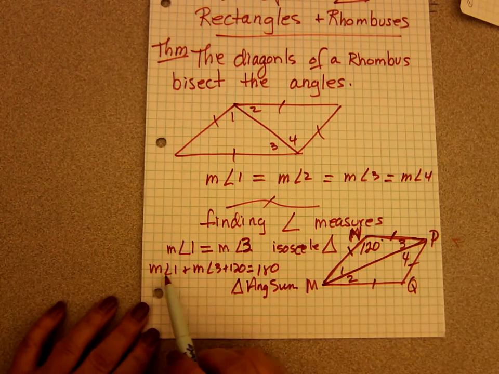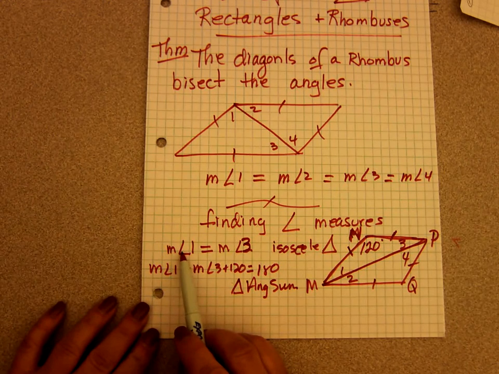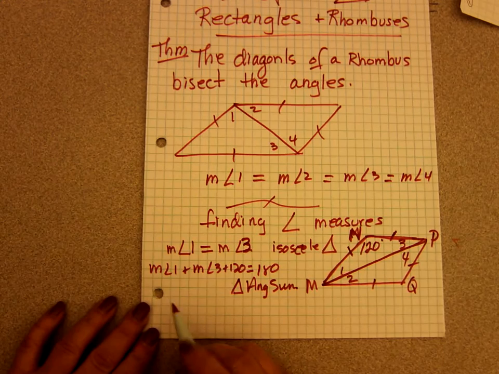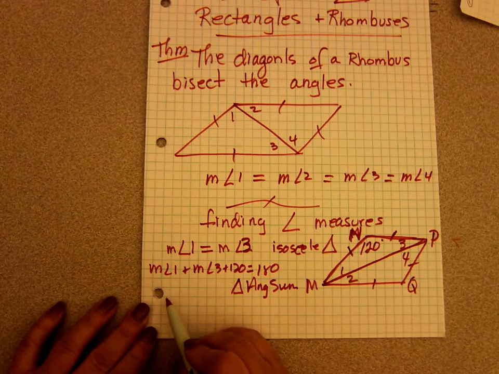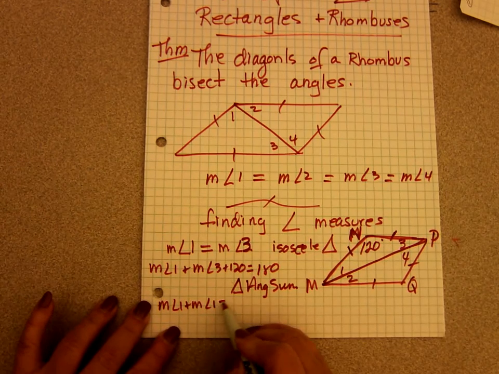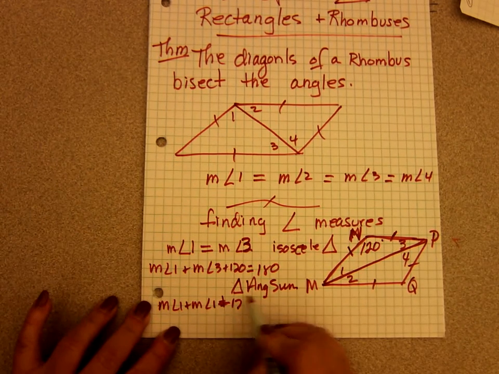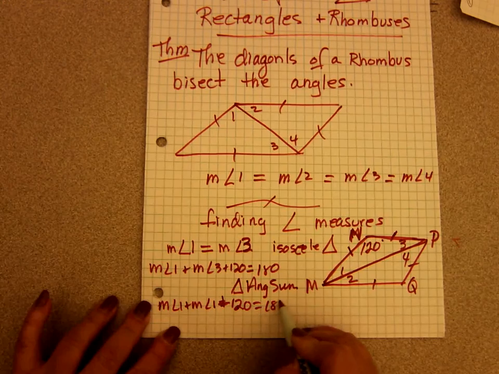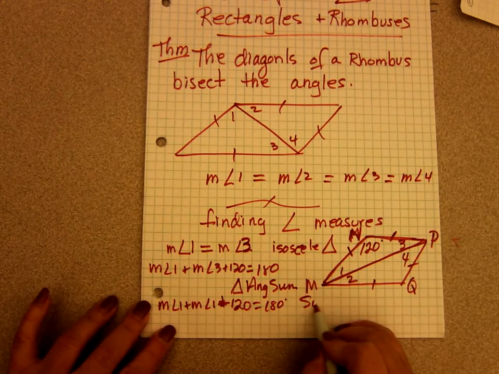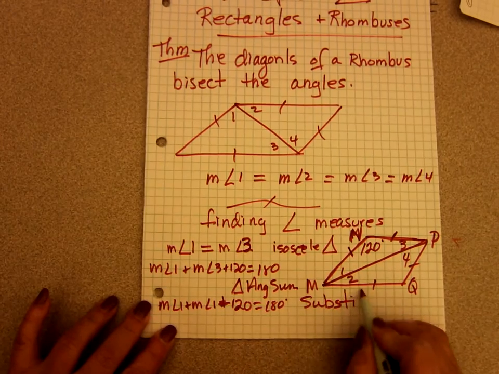Next step, looking at the first one, where measure of angle 1 equals the measure of angle 3, and they're both down here. I'm going to substitute angle 1 for angle 3. So I end up with measure of angle 1 plus the measure of angle 1 plus 120 equals 180 degrees. And that was substitution.